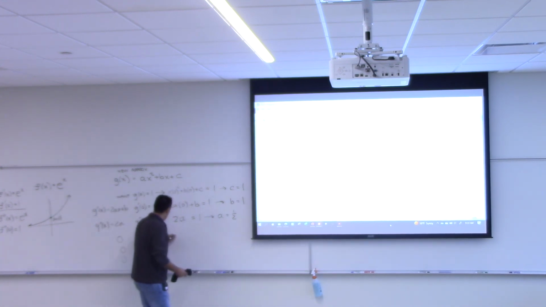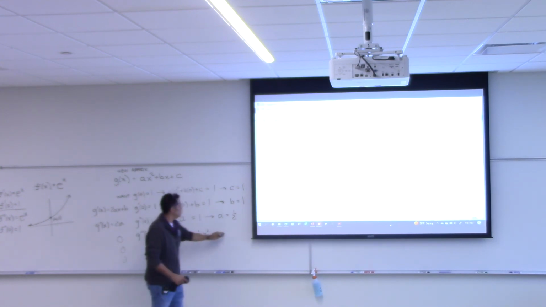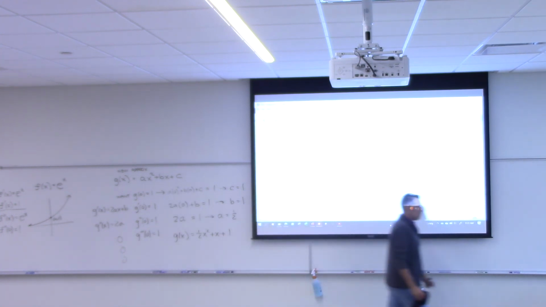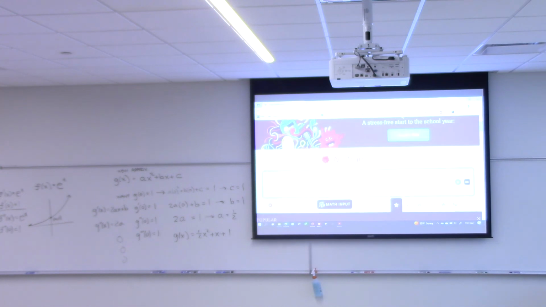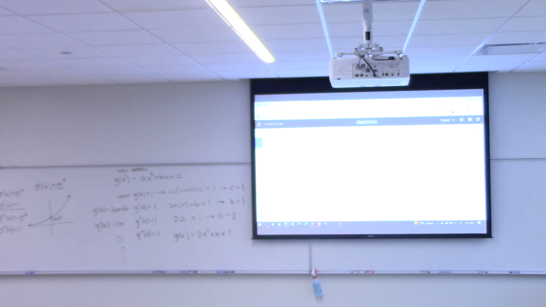Can we write the function now? What is g? a was 1/2, so 1/2 x squared plus b, b was 1, plus x plus c, c was 1, right? So now what I'm going to do is go to Desmos, and I'm going to graph first e to the x. There's e to the x, right? And now I'm going to graph what we just came up with: 1/2 x squared plus x plus 1. What do you think? Good approximation?